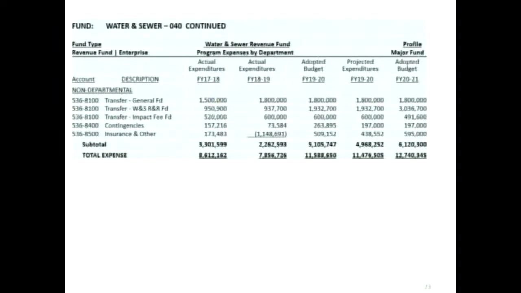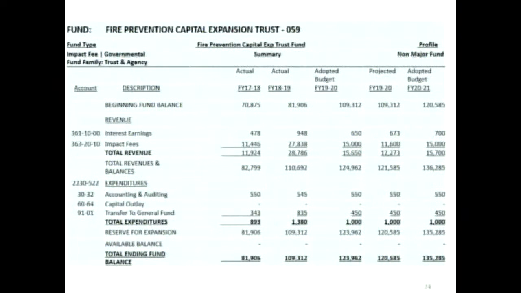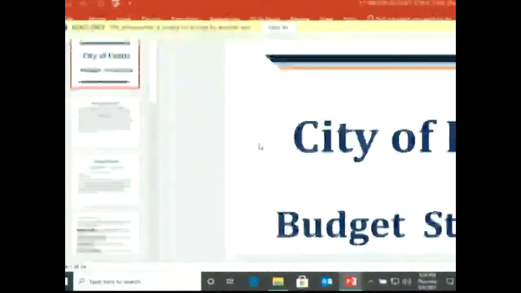Again, we have transfers in and out of the fund. You can see here the line item, $1.8 million from the water and sewer into the general fund. $3 million transfers, so again, about $12.7 million in expenses this year. Fire Prevention Fund, that's a specialized trust fund that they have. And I think we're done. The lights went on.